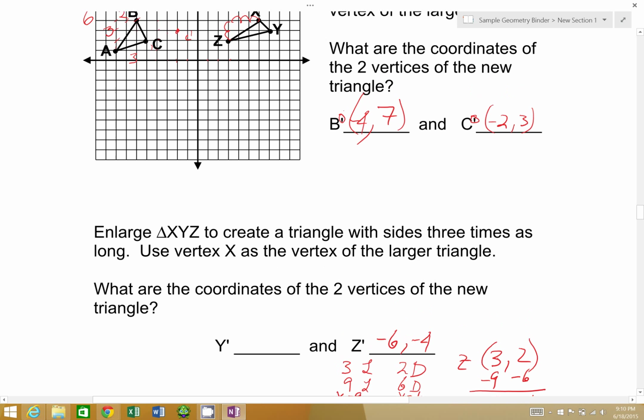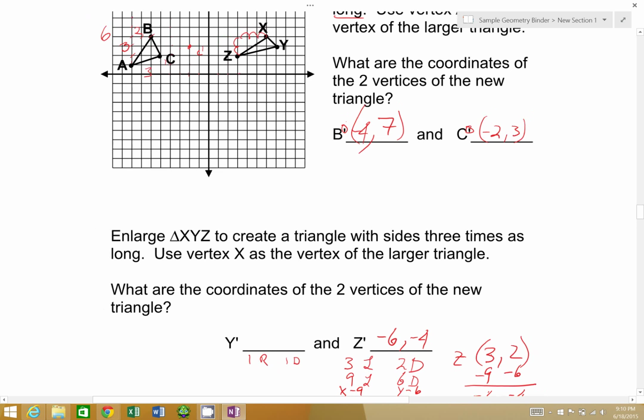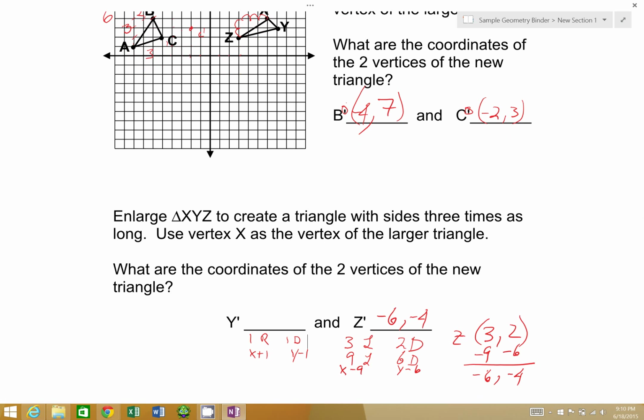Looking at Y. Y was 1 to the right and it was 1 down. I like 1. It's an easy number to deal with. So I go 1 right, so that's adding 1 to X, and 1 down is subtracting 1 from Y. But notice I'm doing it 3 times larger, so it becomes X plus 3 and Y minus 3.